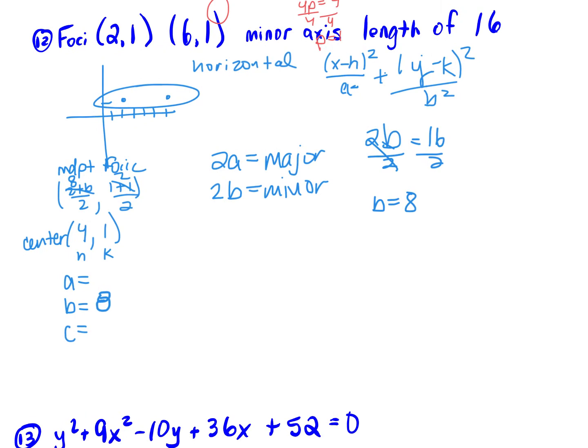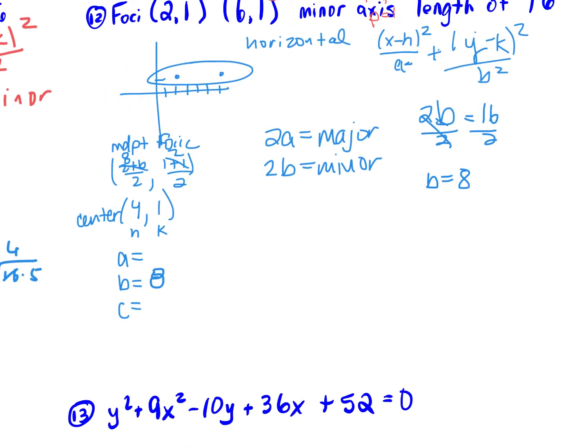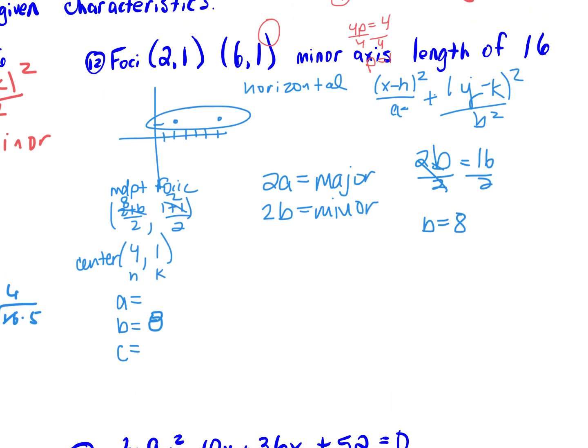My C value, remember, C is the distance between the center and the foci. So if my center is at 4, 1, that's my center, and my foci are at 2, 1, and 6, 1. You just count. So my C value would be 2. They're 2 spaces away from each other.